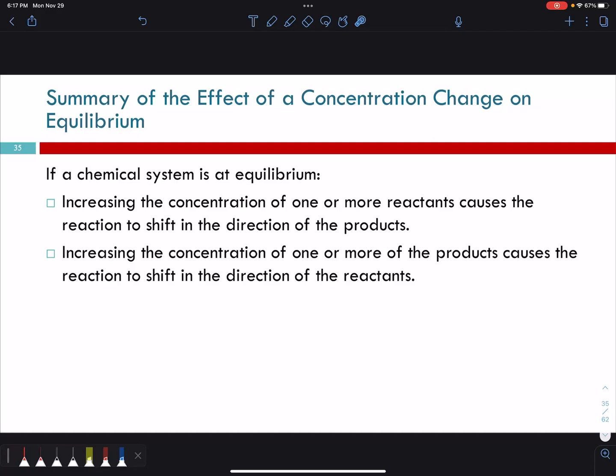So if a chemical system is at equilibrium, and we increase the concentration of one or more reactants, that will cause the reaction to shift in the direction of the products. If we increase the concentration of one or more of the products, then we'll shift to the reactants. So you're filling up one side, and it needs to drain into the other side to level out.